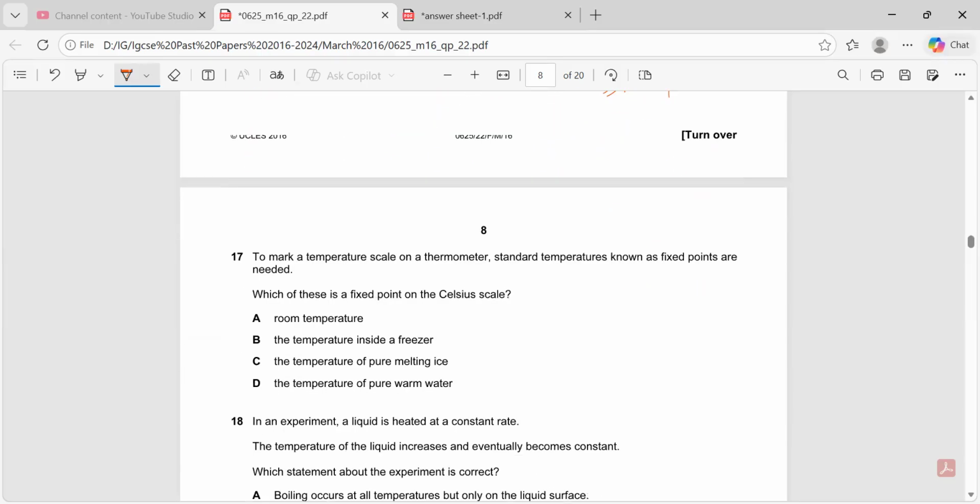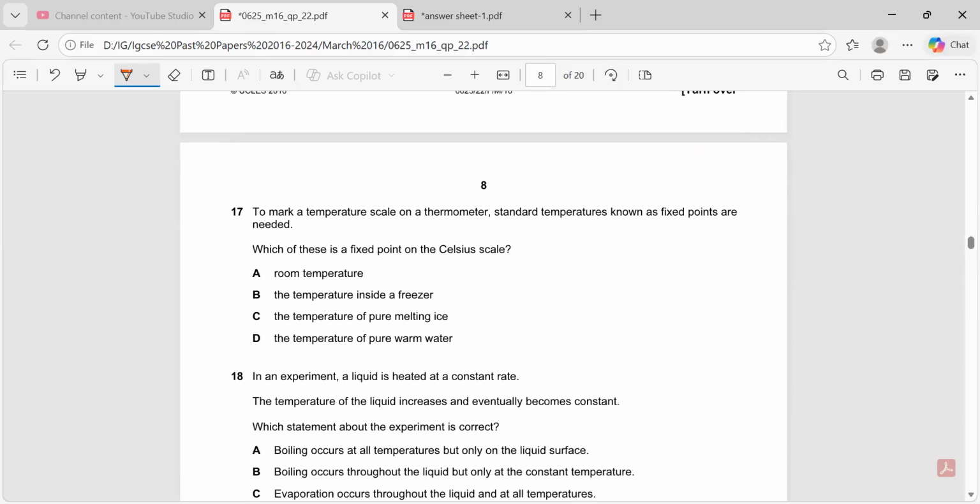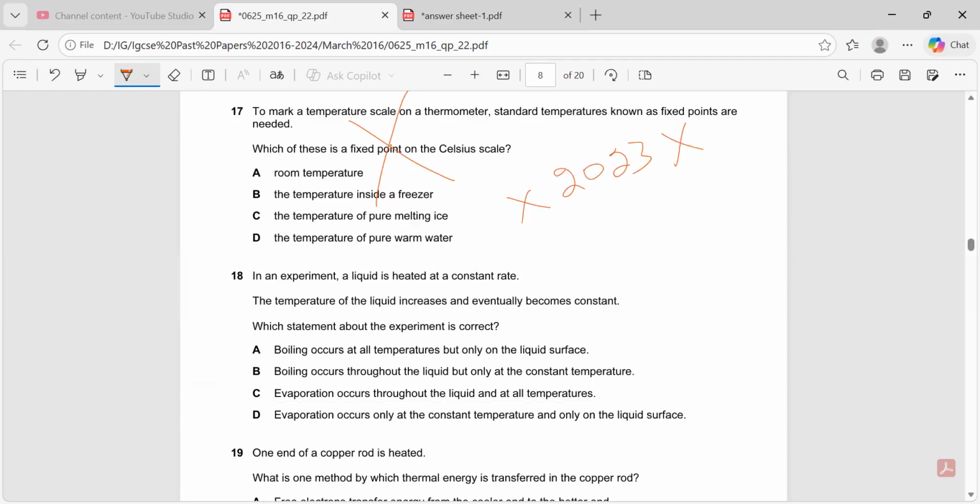Then 17. To mark temperature scales on a thermometer, standard temperatures known as fixed points are needed. Which of these is a fixed point? So this is no more with us in the syllabus from 2023. Not in the syllabus. Temperature and its thermometer, its properties are out.